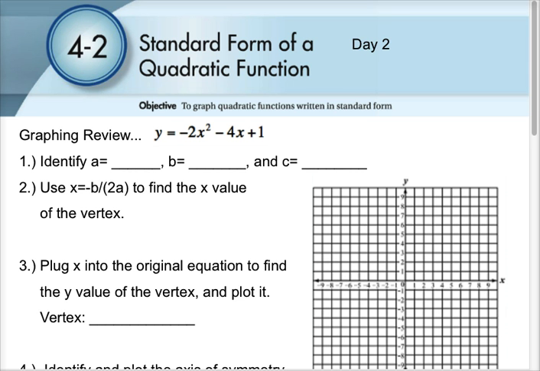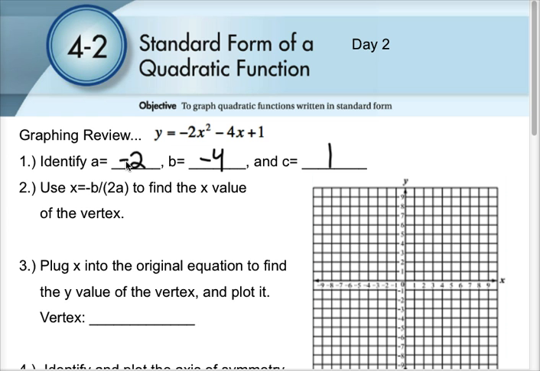So, when we're graphing something in standard form, first things we need to know are what are A, B, and C. A is always a number with the x squared. B is always a number with the x. C is always a number that's by itself.